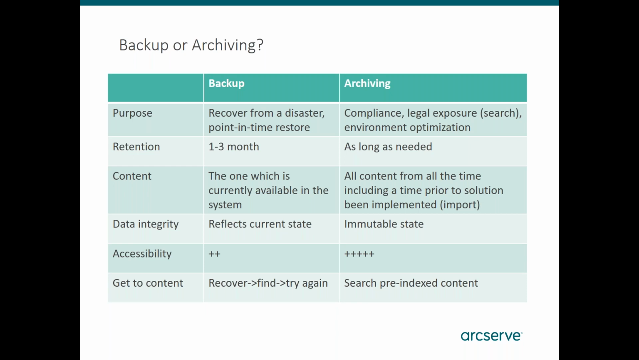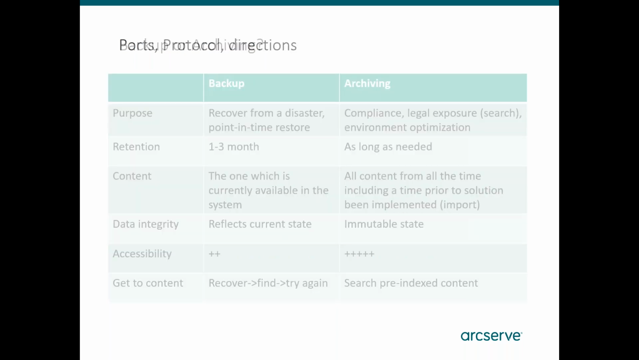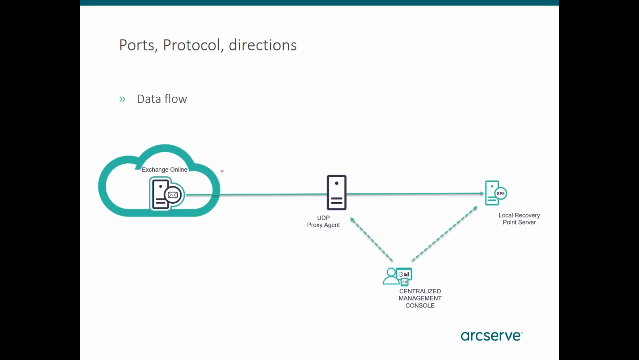Backup of Office 365 Exchange Online. That is our first topic. The concept is simple. On the left-hand side, we see Exchange Online, right? In the middle of this page, we see a UDP proxy agent. This is just a fancy name for the agent, UDP 6.5. UDP stands for Unified Data Protection. This is the Arcserve product's name, Unified Data Protection version 6.5. So the only component we need for that is the agent installed on a Windows machine.